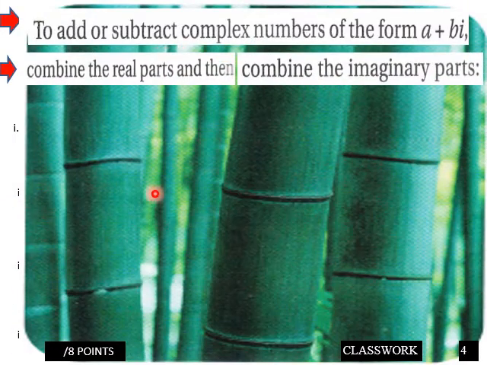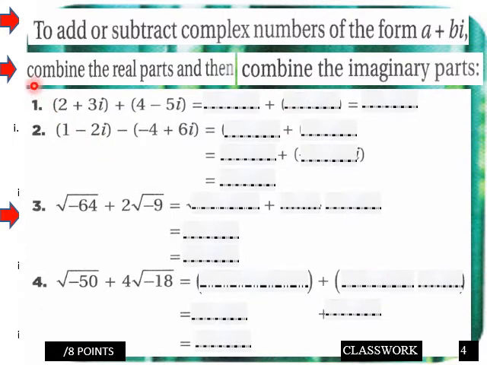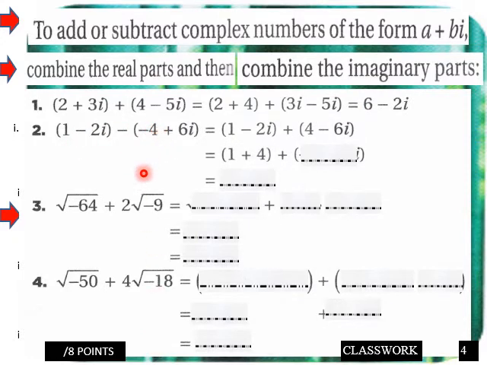To add or subtract complex numbers of the form a plus bi, combine real parts, then combine imaginary parts. Here's an example: 2 plus 3i plus 4 minus 5i. We have 2 plus 4, we combine the two real numbers, and then we combine imaginaries and we come up with this here. Same thing here, we add the reals, then combine the imaginaries, and put them together. Same thing here.